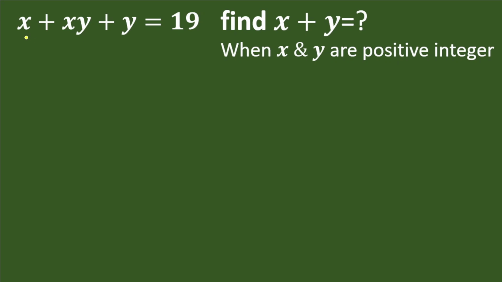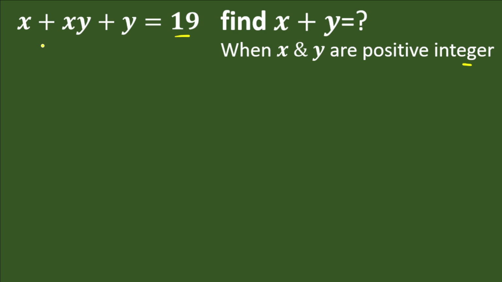Hello friends, today we have x plus xy plus y equal to 19, and we have to find the value of x plus y. One thing it mentions is that x and y are positive integers. For solving this, we do not have to find the individual values of x and y. We'll find the value of x plus y combinedly.